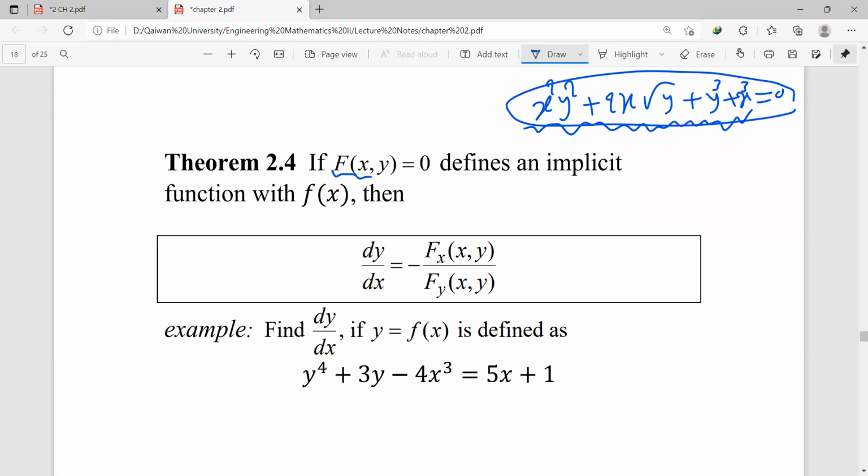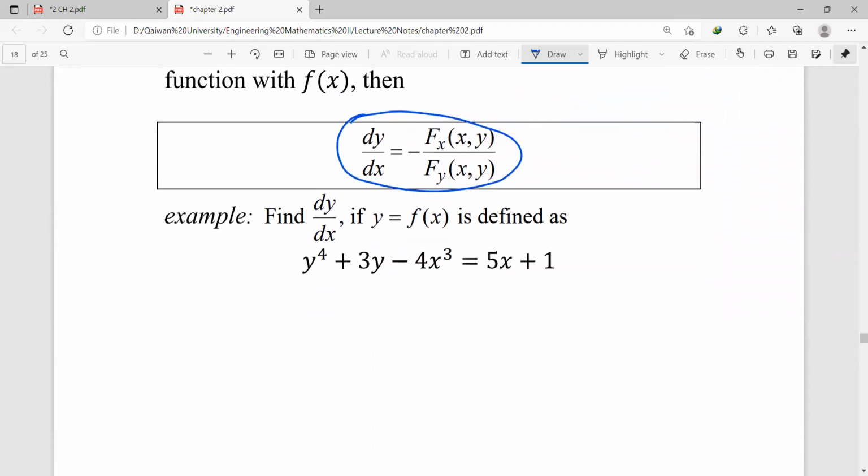Okay. Then dy by dx equals: we find the derivative of this function with respect to x, then divide by the derivative of the function with respect to y, then we give a negative sign to the result. That's all. As you see here, we have this rule. We just use this rule for finding implicit differentiation with respect to y. Here we have an example.